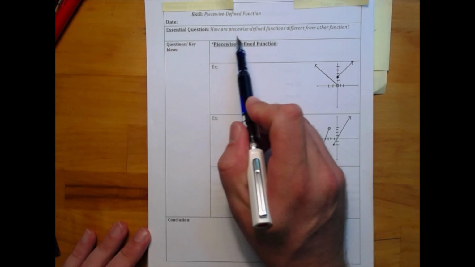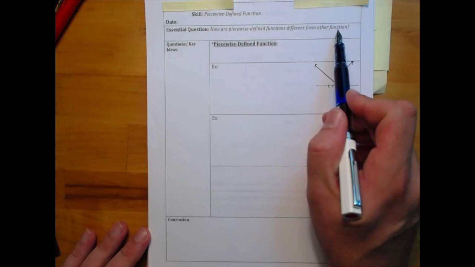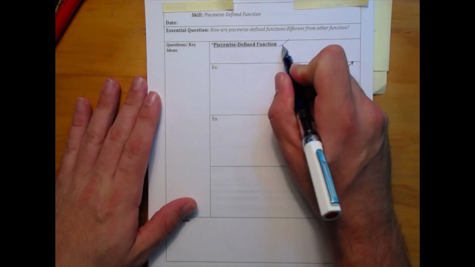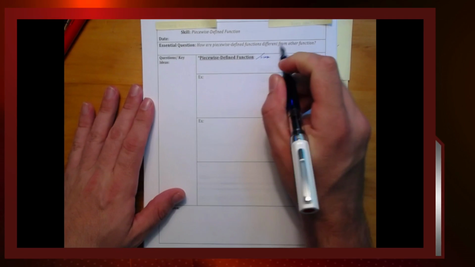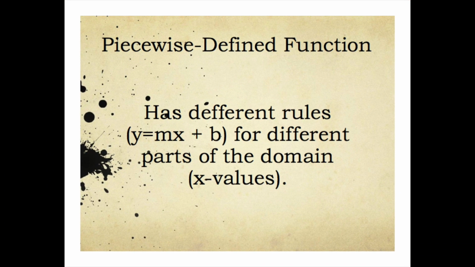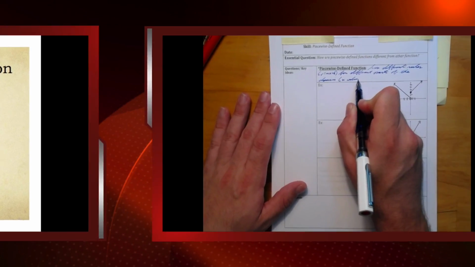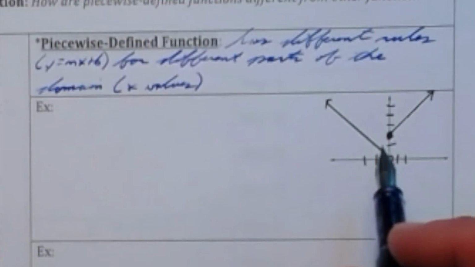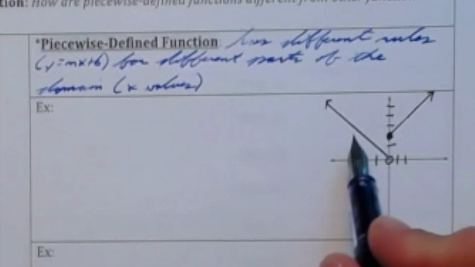In this video, we're going to be looking at piecewise defined functions and how piecewise defined functions are different from other functions. Let's first define a piecewise defined function. That is a function that has different rules, or y is mx plus b, for different parts of the domain, or x values. To better understand this, we're going to use an example.